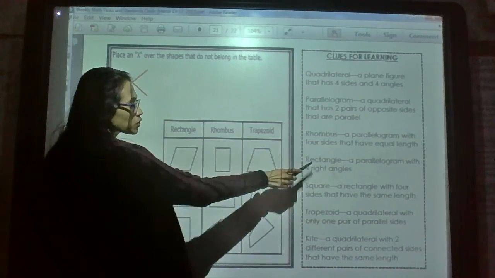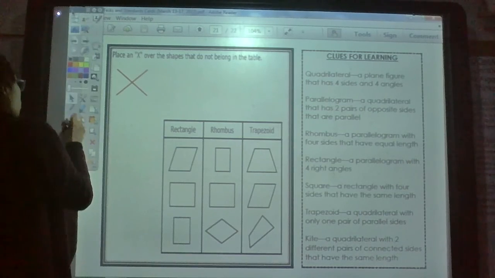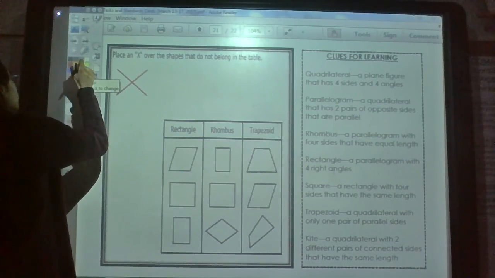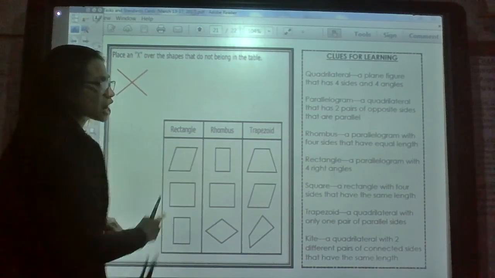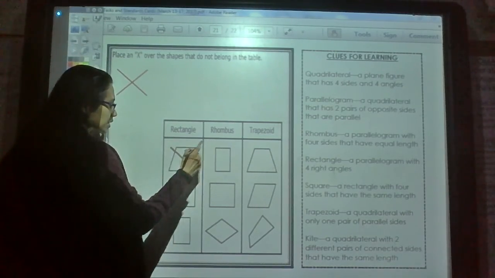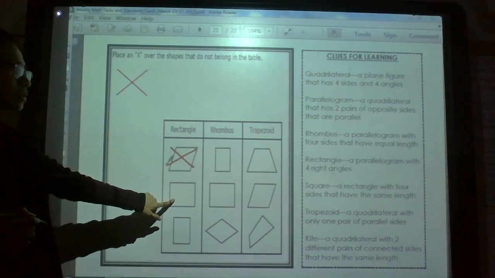But the other clue is for a rectangle, does it have 4 right angles? Look at the corners. Nope, the corners are not right angles, so go ahead and X that out. Look at the next one. Is this a rectangle? Look at the clue.